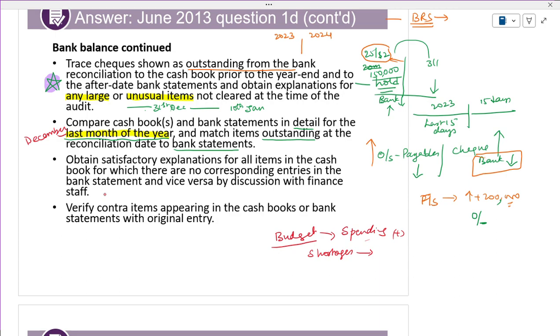If on the one side people wish to spend, to utilize the budget in the last month of the year, that is the reason. Last month and first month are very crucial whenever we are talking about the bank and cash substantive procedures.